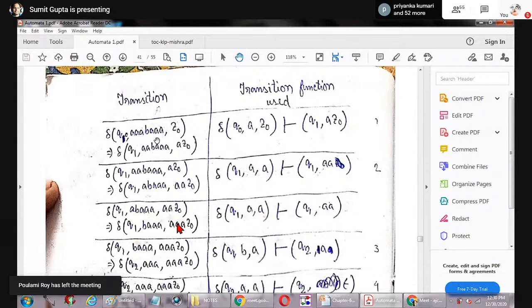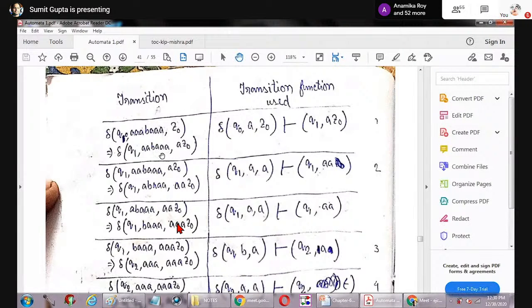So for the first one, see which transition we use, similar to the previous one only. So Q0, when A is encountered on the input tape and Z0 is encountered on the stack, your transition should be new state, that is Q1, A Z0. So you can see it is Q1, 1 A has been removed from here, and that A has been put inside the stack.